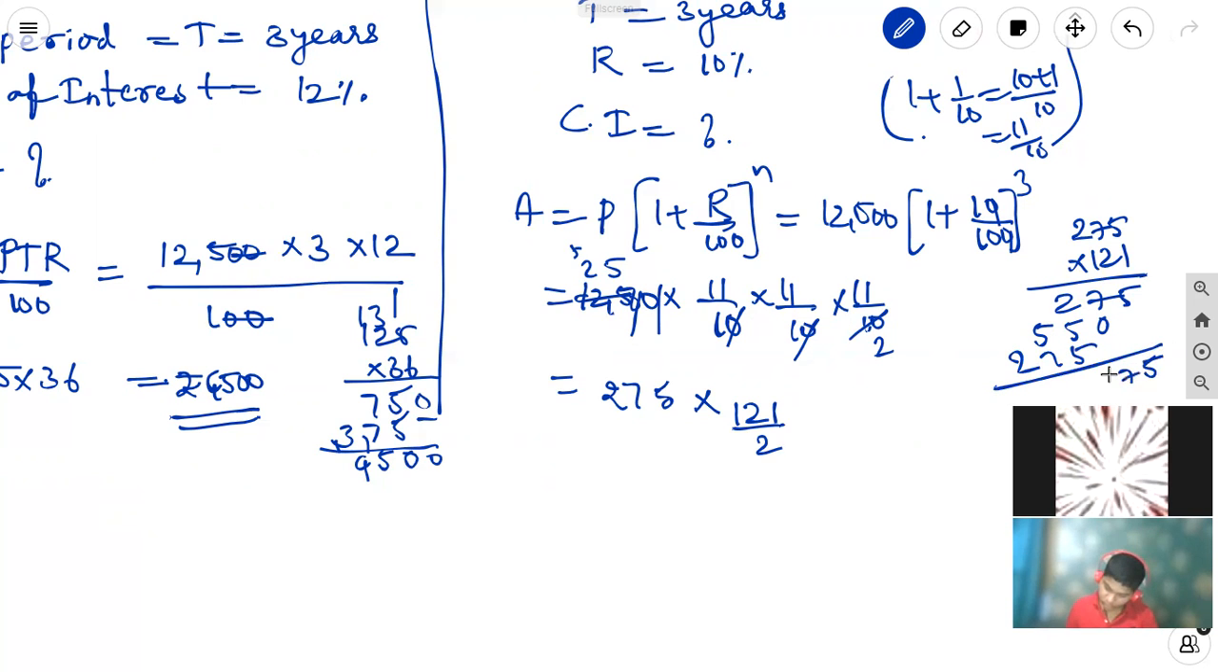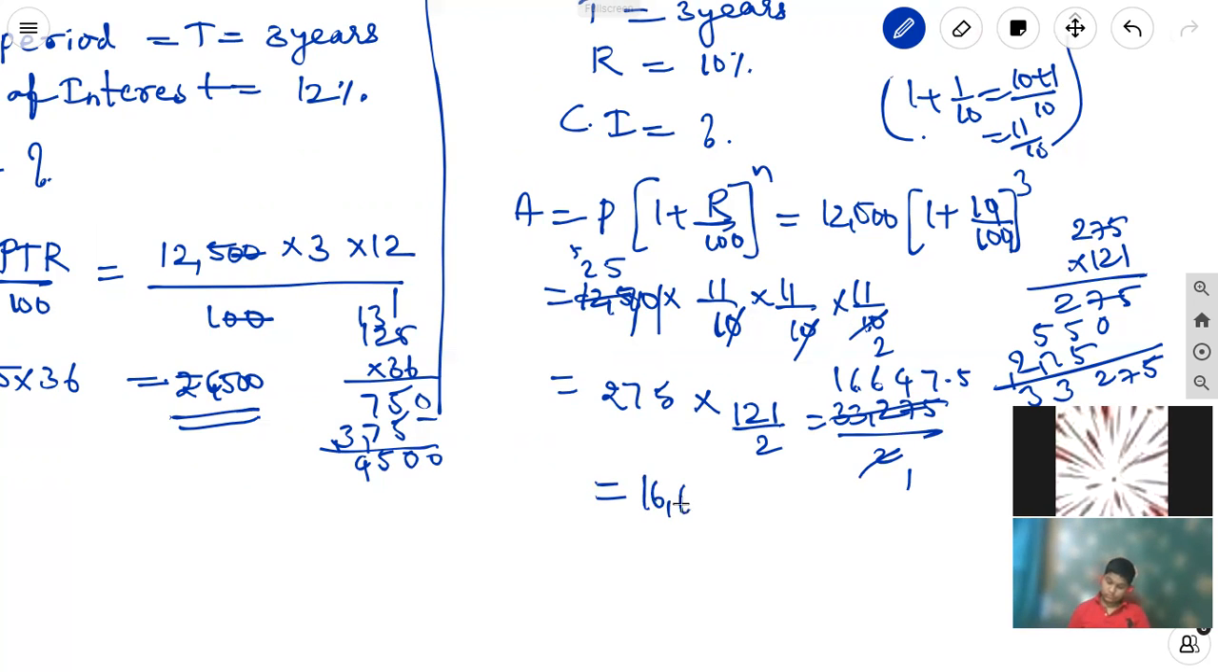So 33,275 by 2 is 16,637.5. So 16,647.5 is the amount. Then compound interest is equal to amount minus principal amount.